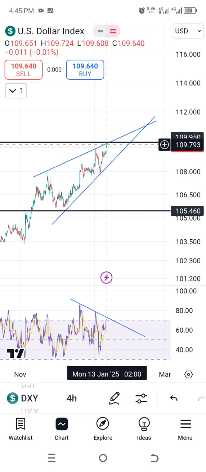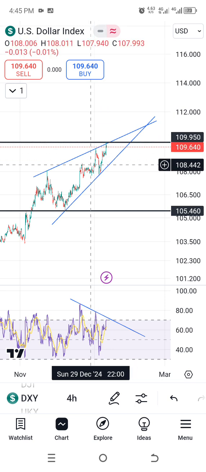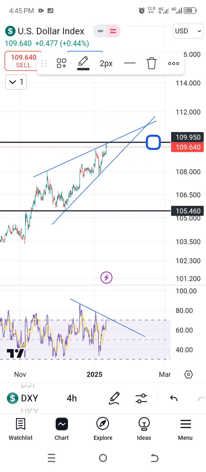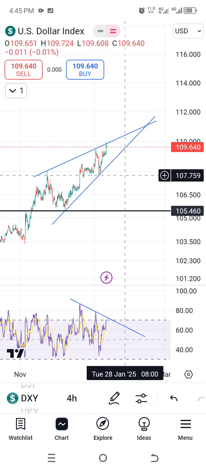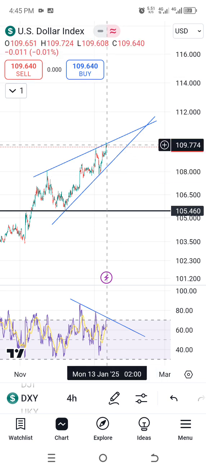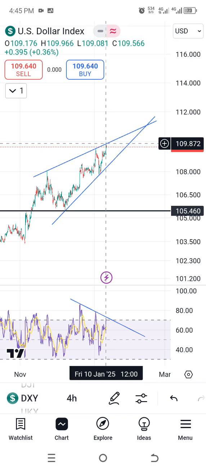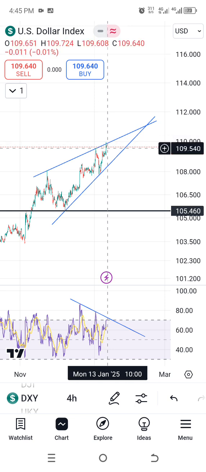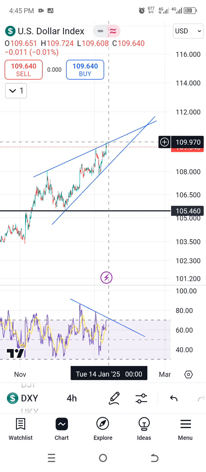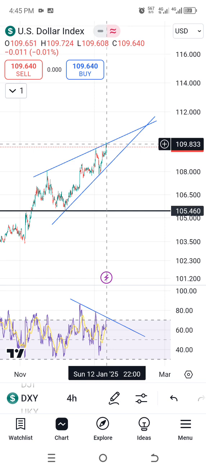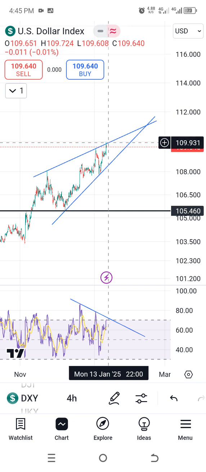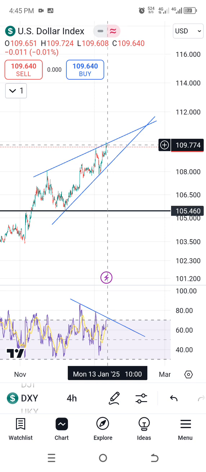Then there was a spike candle here that went upward. That's a pin bar. This is a pin bar candle, but the main body formed here. It shows that this candle here respected this resistance zone.